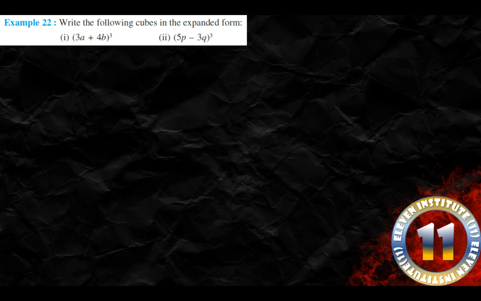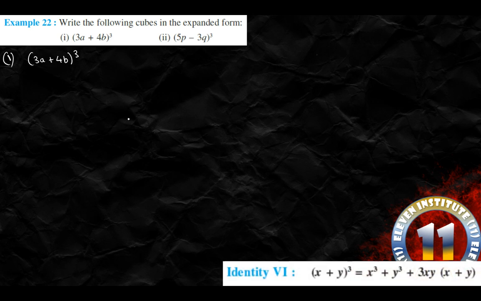Right, so on our screen we are seeing example number 22. There are two sub questions, 3a plus 4b the whole cube and 5p minus 3q the whole cube. So let us solve the first one, 3a plus 4b the whole cube. For doing this, let us recall this formula.